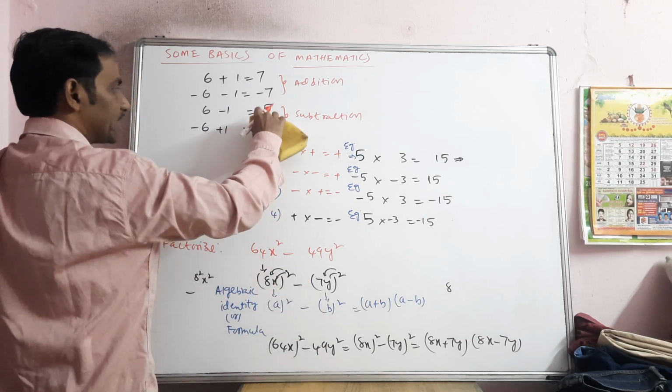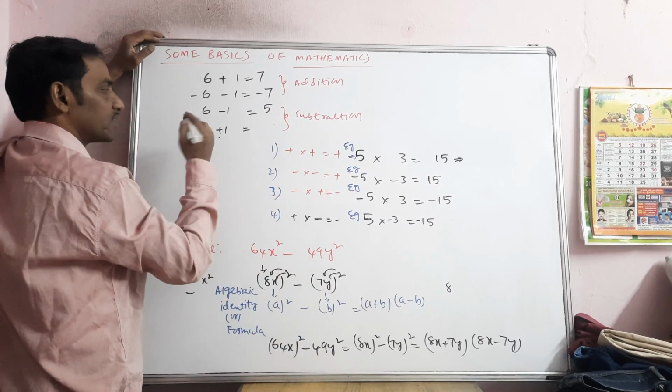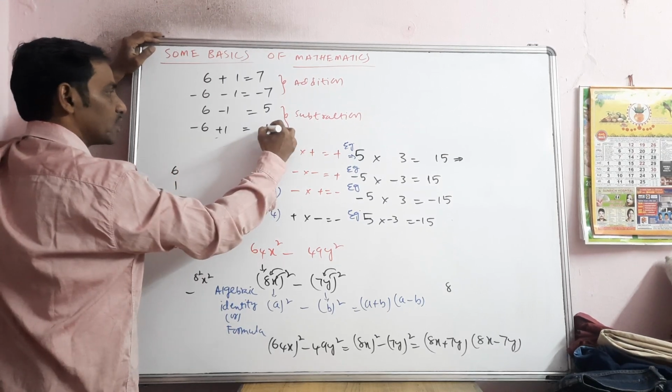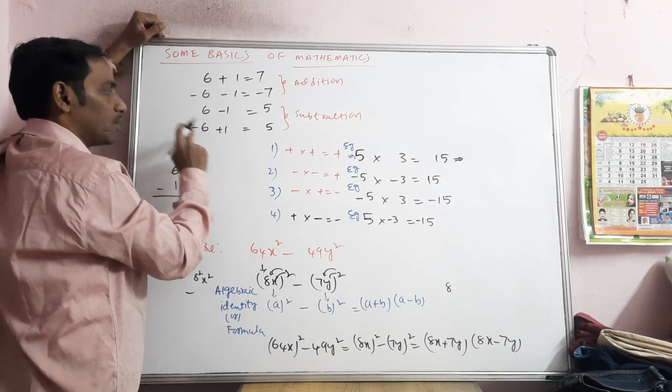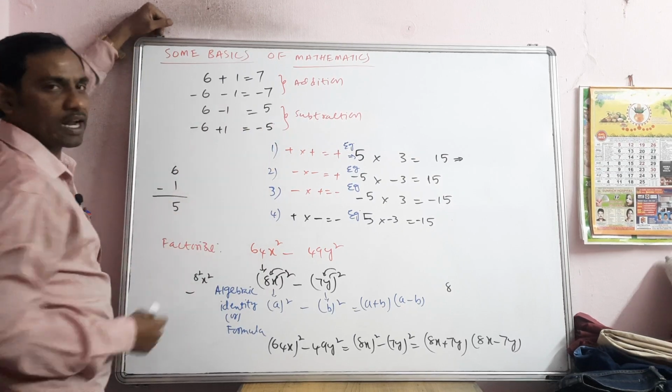For example, when you are writing, you can write like this, minus 6 plus 1, so two different signs are there, so do subtraction. 6 minus 1, what will be the answer? 5. First write 5. Then out of the two numbers, whichever is the greatest, means 6 is larger than 1, so the larger number's sign you have to keep, so you have to keep minus. In that way you have to do.